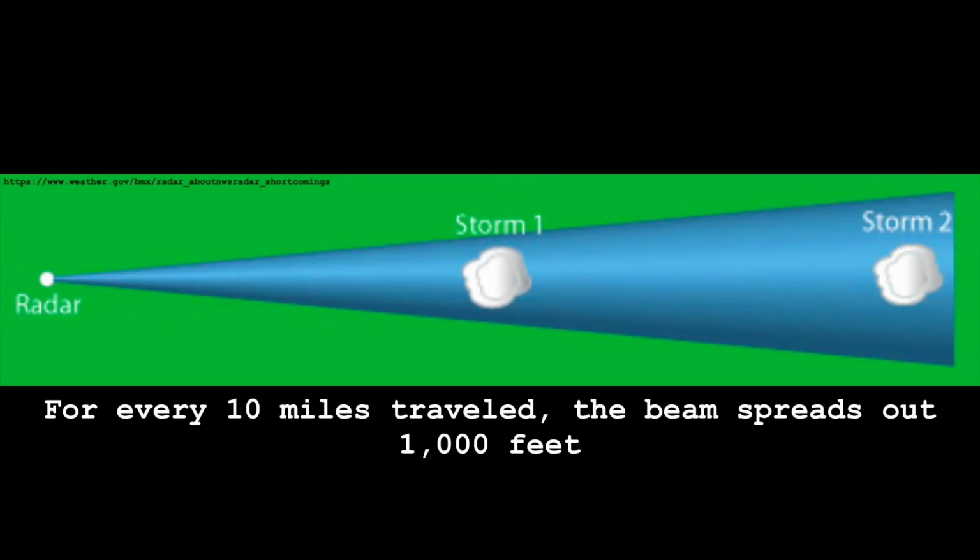For every 10 miles the beam travels, it spreads out approximately 1,000 feet, so at 120 miles from the radar, the beam is over 2 miles wide. This has significant implications on the resolution of the echoes returned to the radar. Many storm scale features easily seen in data close to the radar, such as hook echoes and boundaries, are often muddled or even fully masked at long distances from the radar.